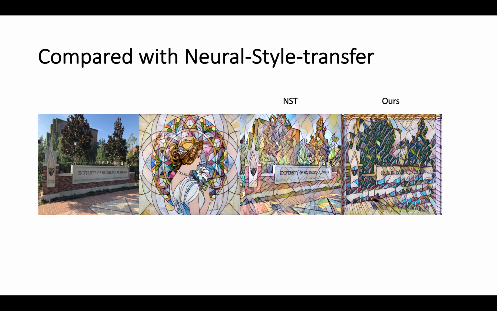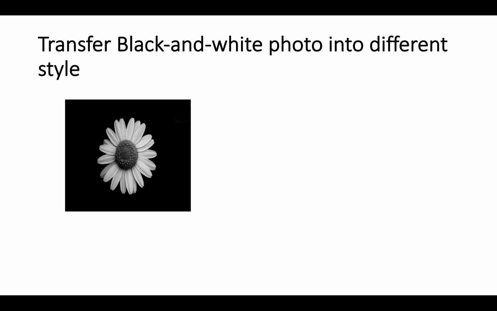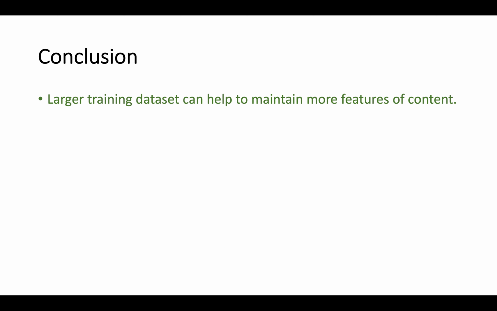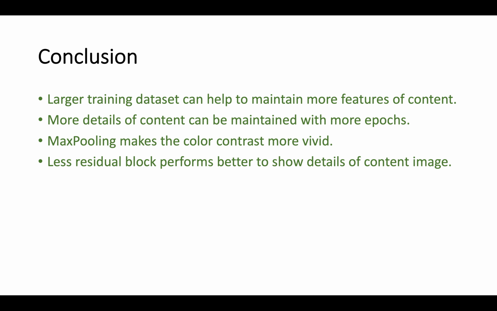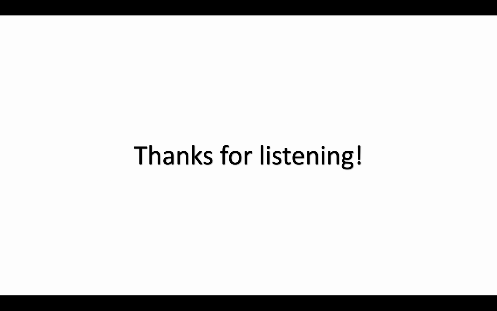and architecture modification. Finally, we use our model to deal with black and white photos as content images. We found that our deep learning model can also help to colorize the black and white photo. This is the conclusion we obtained from the experiments and explorations on the model from our final project. Thanks for listening.